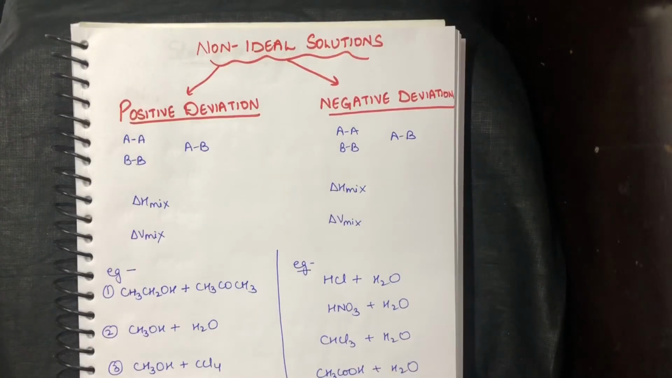Know that there are a few solutions which do not follow Raoult's law over the entire range of concentration, and they are divided into two types: positive deviation and negative deviation. Now we'll study both of them one by one.